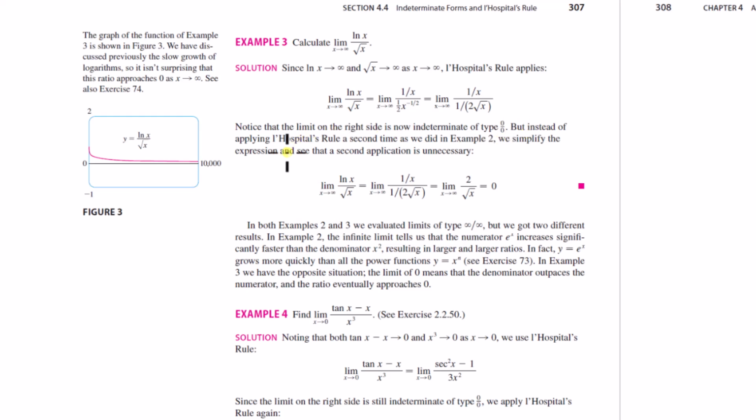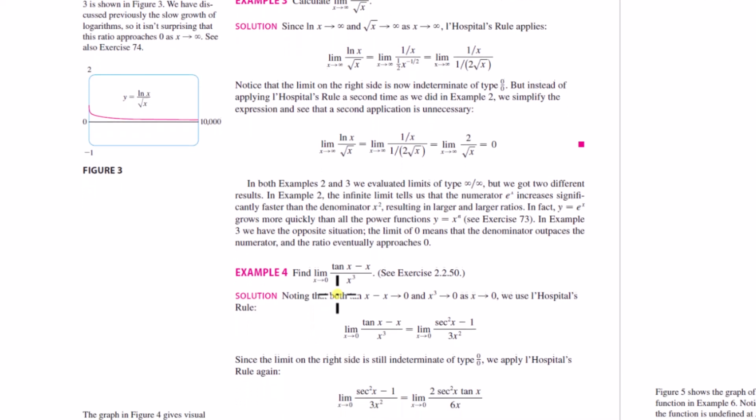So you have this indeterminate form of type 0 over 0. You could use L'Hopital's rule again, but instead you can just simplify this. And what you get, you simplify, you get 2 over root x, and that is, as x approaches infinity, that goes to 0. Okay, and so this was the opposite of the previous example. The square root of x increases, as x goes to infinity, faster than natural log of x. So the denominator outpaces the numerator, so this limit goes to 0.